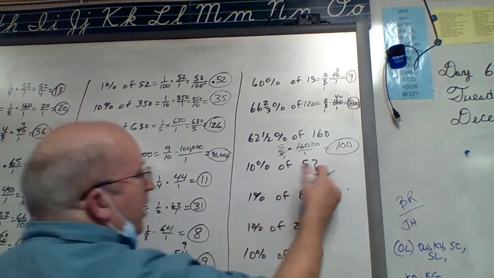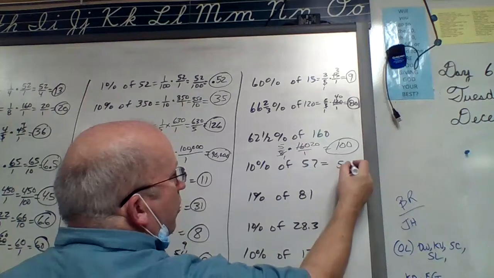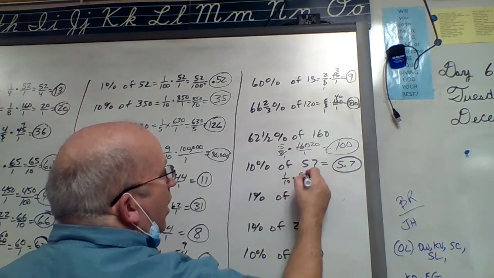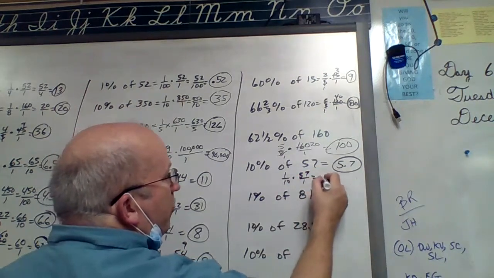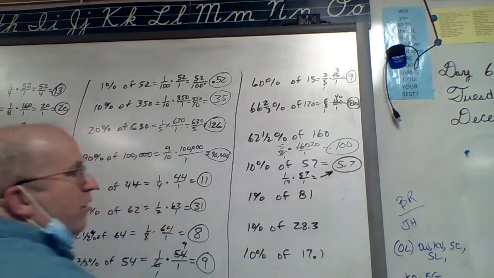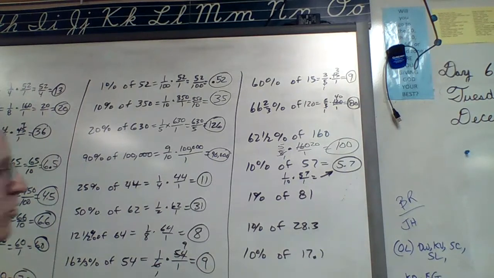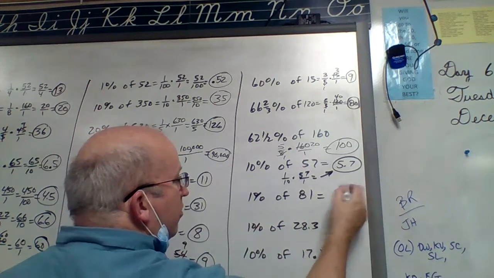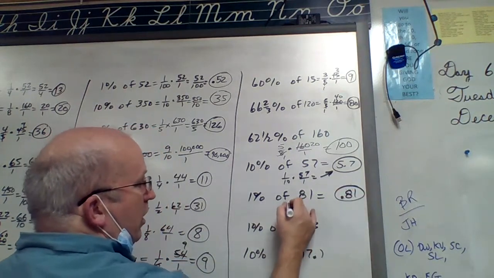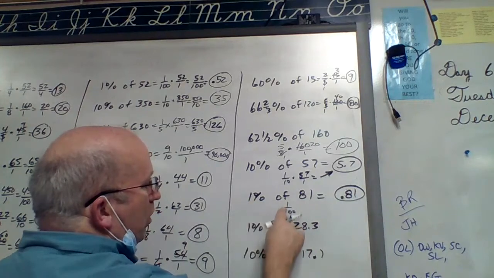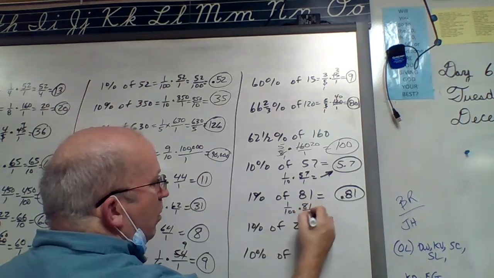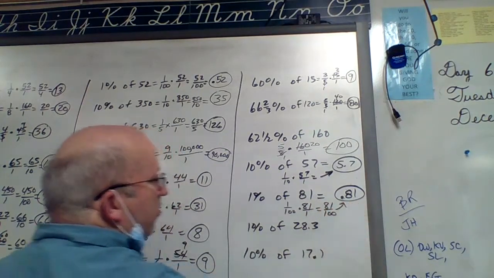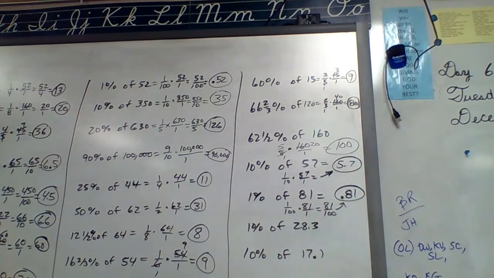10% of 57. Hey, can't we just move the decimal point over one spot? Yes, we can. Or we can take 1/10 times 57 over 1, and we'd still get that same answer of 5.7. 1% of 81. Hey, can't we just move the decimal point over 2 places like Mr. Panko says? Yes, we can. Or we can multiply 1/100th times 81 over 1, and we're going to get 81 over 100, which is that number.